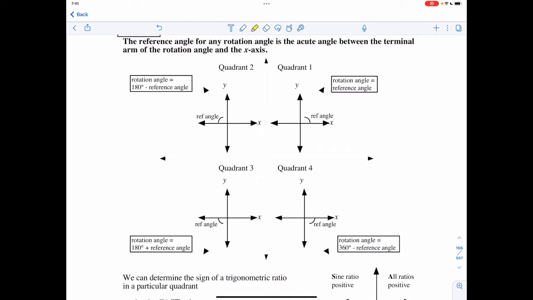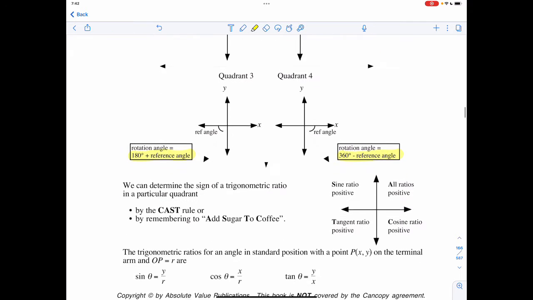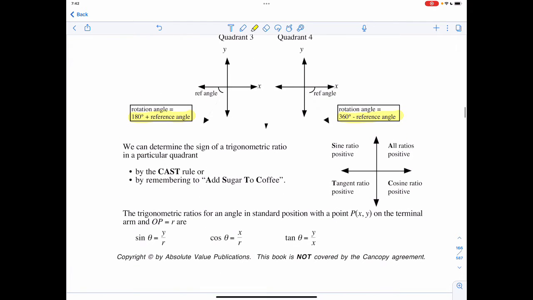We know that a rotation angle is going to be the same as a reference angle in the first quadrant. It's going to be 180 minus the reference angle in quadrant 2, 180 plus the reference angle in quadrant 3, or 360 minus the reference angle in quadrant 4. We know our CAST rule to show where our ratios are going to be positive or negative: in quadrant 1 they're all, quadrant 2 is just sine, quadrant 3 it's just tan, quadrant 4 it's going to be cos.